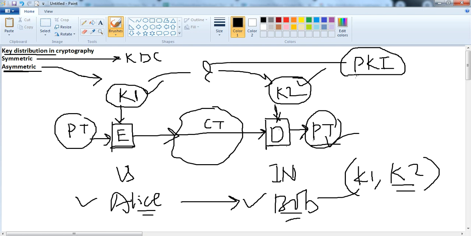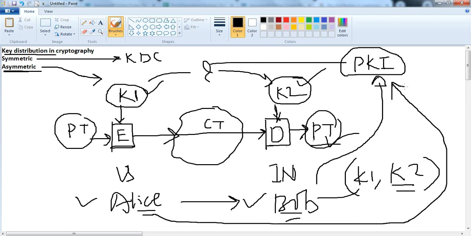Now Bob registers with this PKI before communicating with Alice. Alice also registers with this PKI and generates her key pair. Like Bob has a key pair of K1 and K2, Alice has a key pair consisting of Alice's public key and Alice's private key. This one is the key pair of Alice, and this one is Bob's public key or key pair.